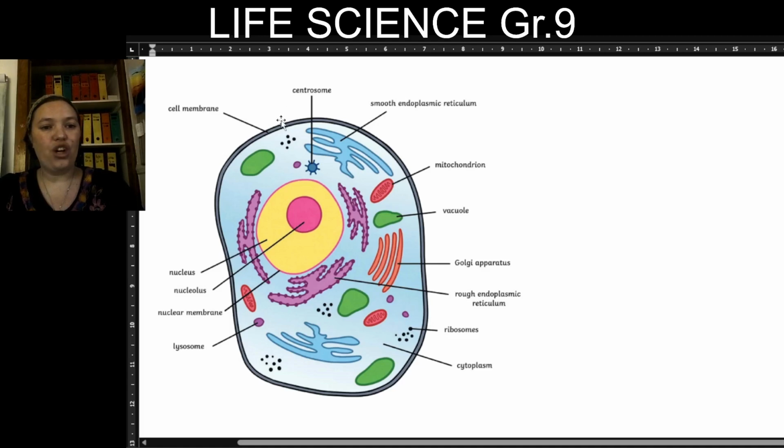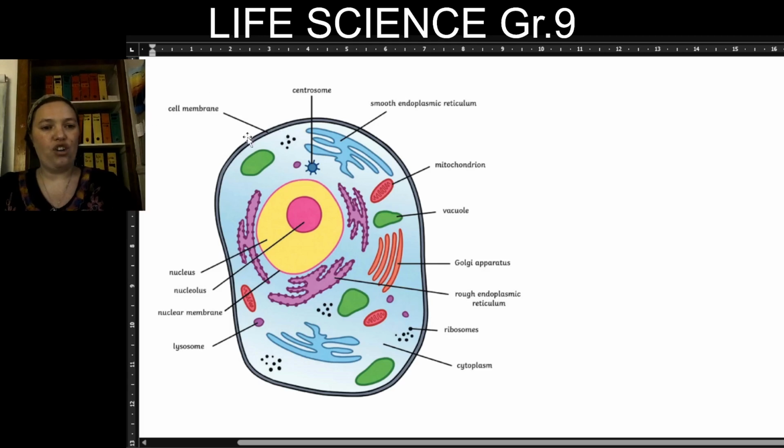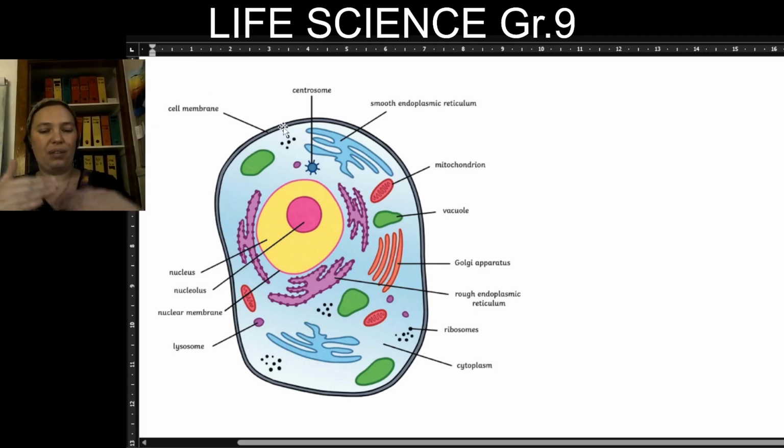Then let's go to the surrounding. What surrounds the cell is the cell membrane. It's a double membrane like this, and it goes around the entire cell, and it selects what comes into the cell and what doesn't.